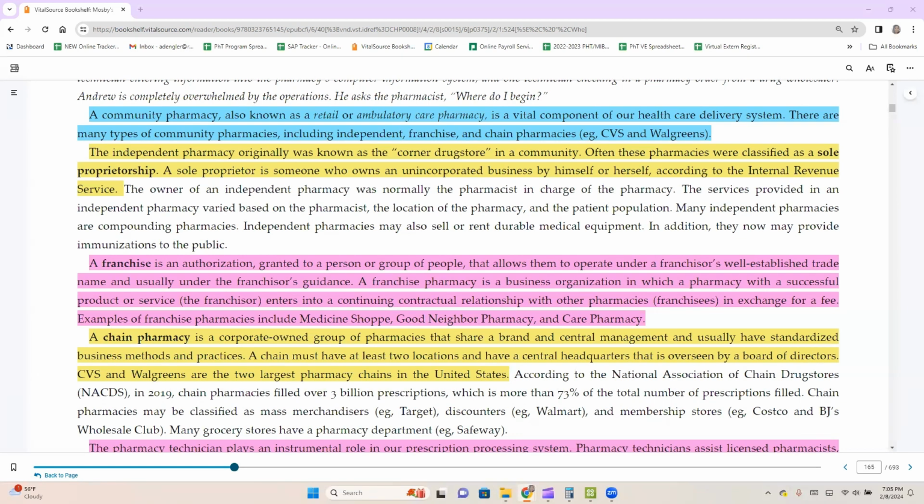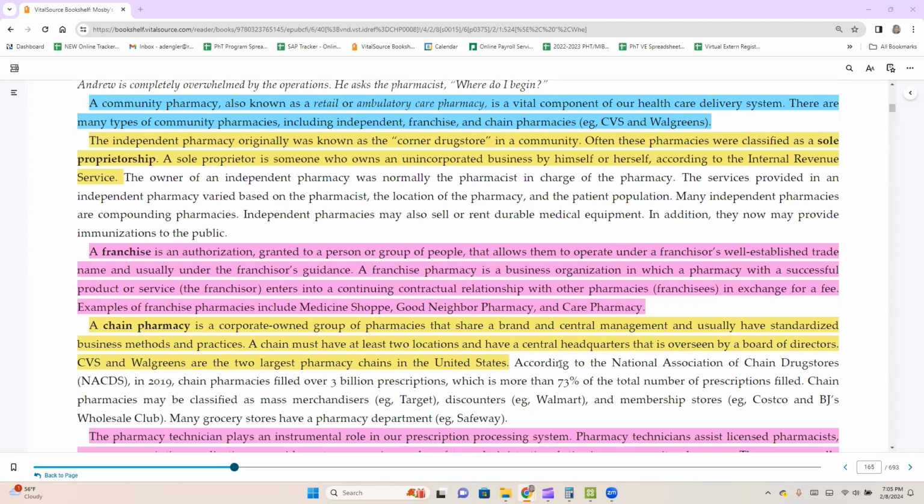A chain pharmacy is a corporate-owned group of pharmacies that share a brand name and central management and usually have standardized business methods and practices. A chain must have at least two locations and have a central headquarters that is overseen by a board of directors. CVS and Walgreens are the two largest pharmacy chains in the United States.